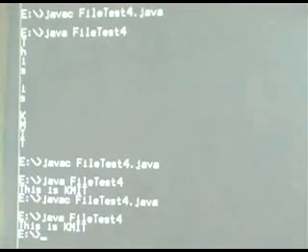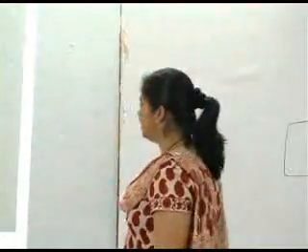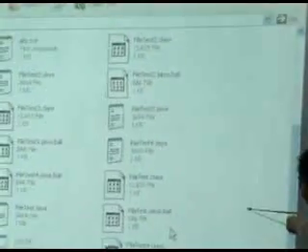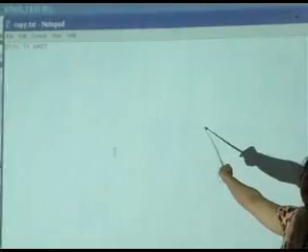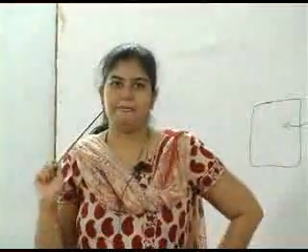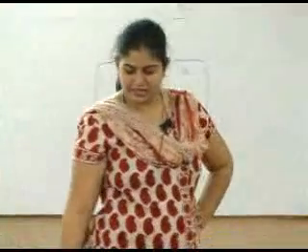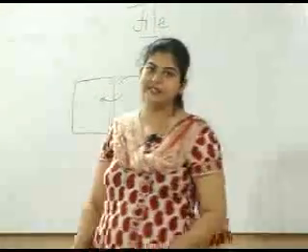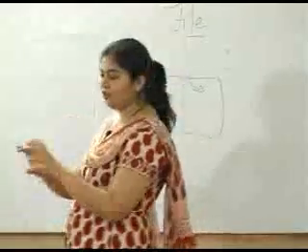Okay. Now the copy has already been created. Let's see what is there in our copy.txt. So we would go to e-files and just search whether we have a file called copy.txt. Yes. What is there in the file? Open it. This is KMIT. Whatever we read from abc.txt, we have written into copy.txt.